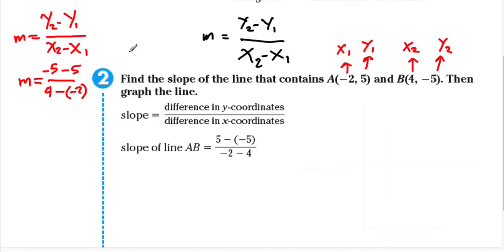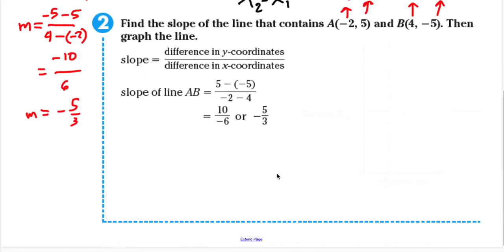If I continue solving and simplifying this, it will be negative 10 all over 6, or that'll be negative 5 over 3. That would be the slope of this line. And if we simplify the other one, it'll be the same thing, still negative 5 over 3. What does this prove? It simply proves that it doesn't matter what point you use as your x sub 1, y sub 1, x sub 2, y sub 2, you'll still end up with the same slope.